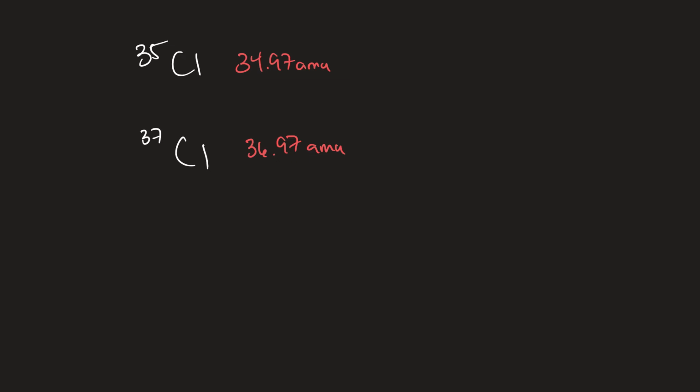Now, in nature, of all the chlorines, chlorine 35 represents 75.77% of all the chlorines, okay? While chlorine 37, the other isotope, represents 24.23% of all chlorines that exist in nature. Now, the question here is, what is the atomic weight of chlorine?